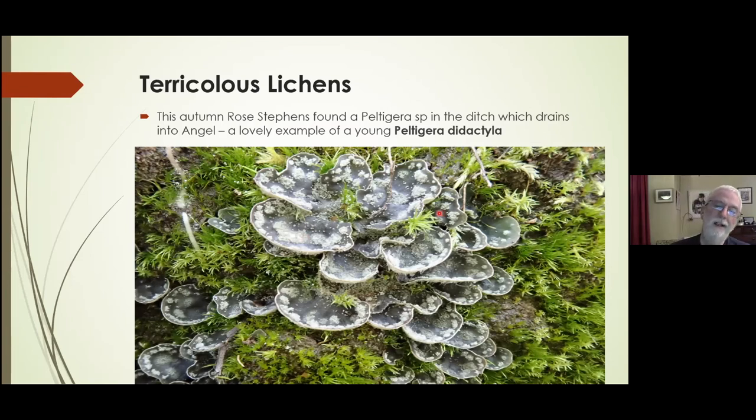Since then, we've found some mature Peltigera didactyla on the shores of Alex. And again, they seem to be attached to vertical faces and they seem to point away from the sun. Two of them are actually facing north. So quite how this gets enough light to photosynthesize and exist, I don't know.